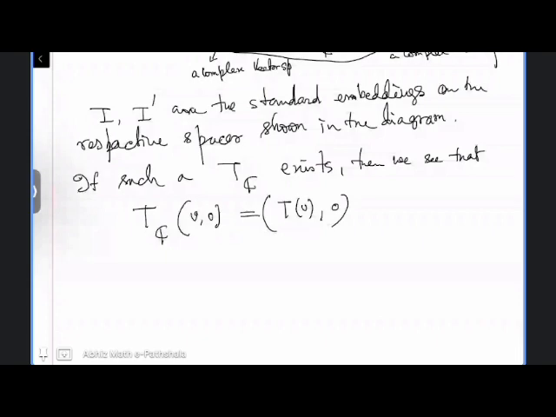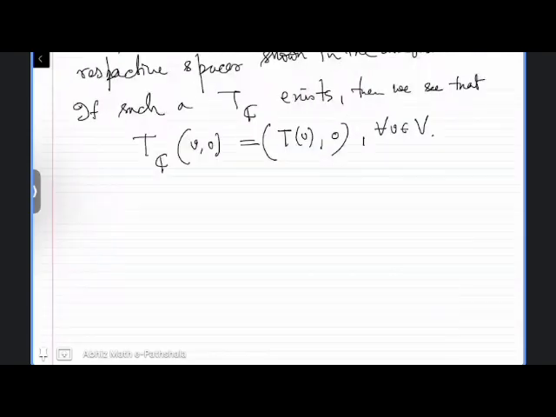Now, by taking any arbitrary member from the complexification of V, let's call it (V1, V2) in VC, we have TC of (V1, V2). Since we have assumed that this TC has to be C-linear, it has to be something like this: TC of (V1, 0) plus TC of (0, V2). So here it is TV1, just using the above equality, plus.